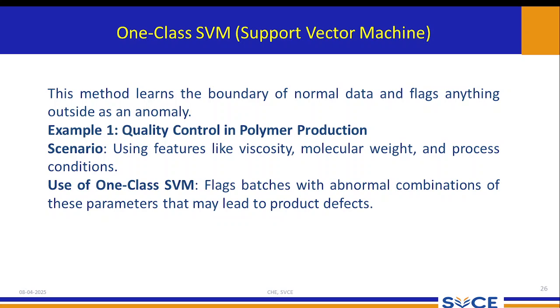the product defects. So when you have this condition, for example, I want a low viscous and high molecular weight compound or something. If it is going the other way, obviously that will lead to an unwanted product. Flag batches with the abnormal combination of these parameters that may lead to product defects, because this product does not have the required quality.